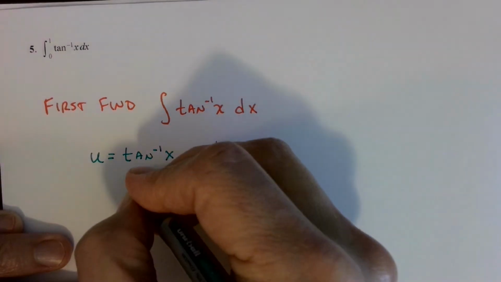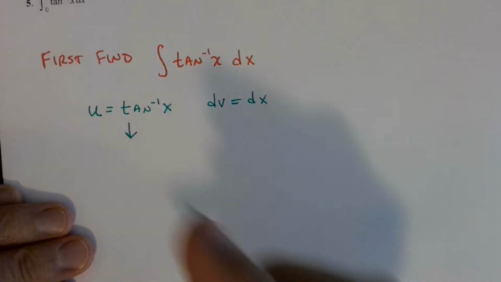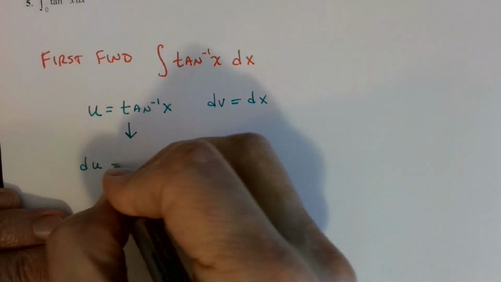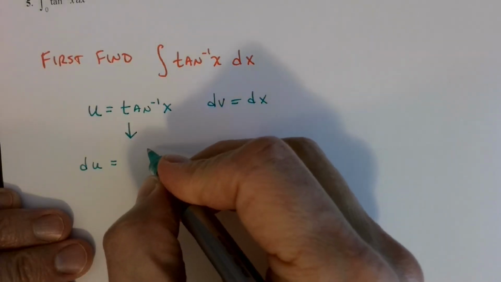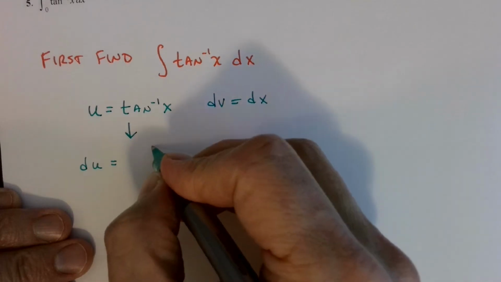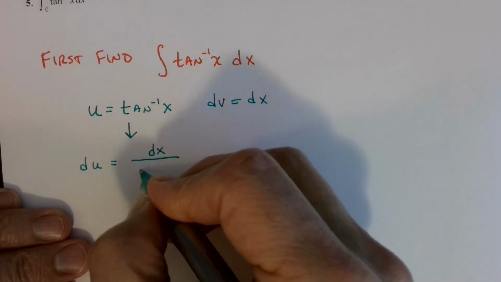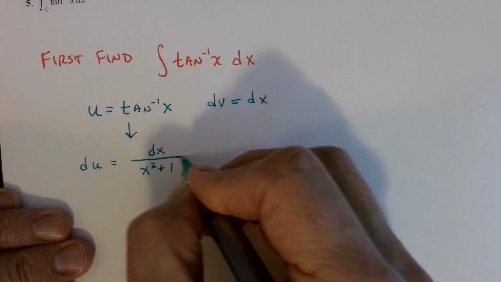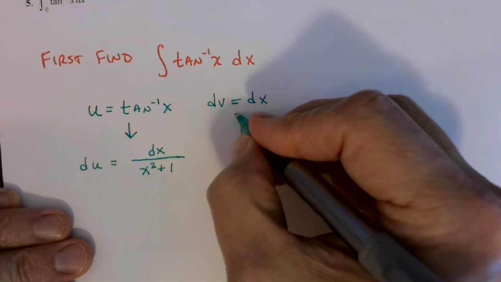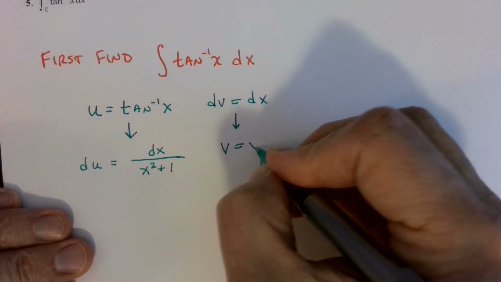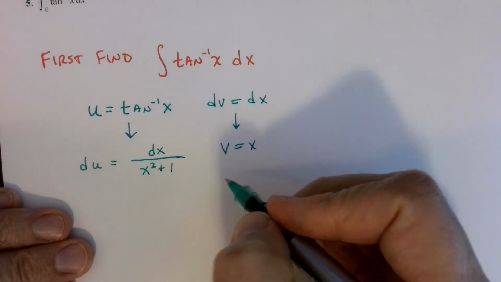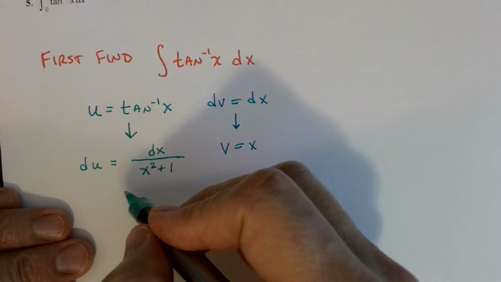So remember, I differentiate here. So du is what? Well, what's the derivative of the inverse tangent function? Do you remember? It's 1 divided by x squared plus 1. So this would be dx over x squared plus 1 is du. Here we get what? v is equal to x. We integrate dv, we differentiate u.